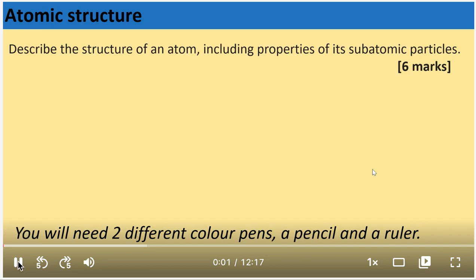Before you start today's lesson, you just need to make sure you've got two different coloured pens, a pencil and a ruler handy. If you haven't got that, just pause the video for one second and grab those few things for me.